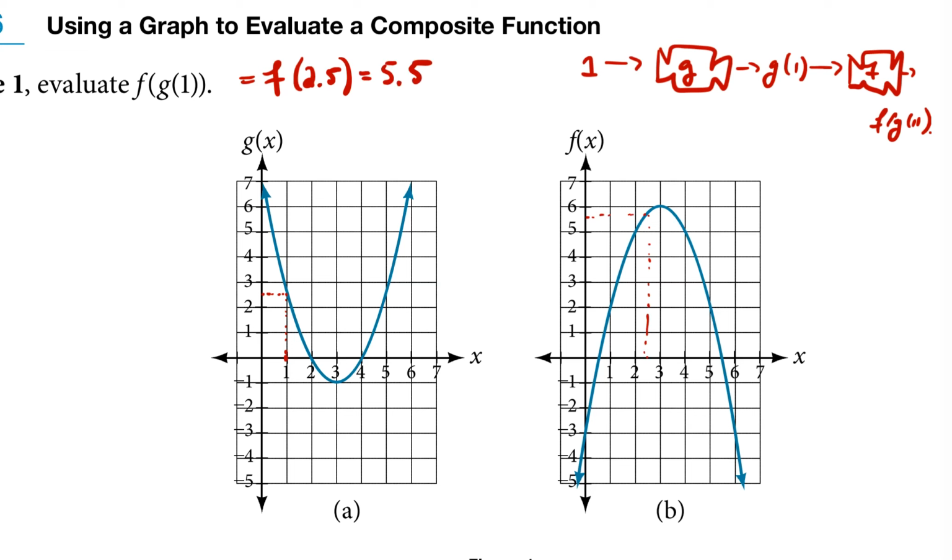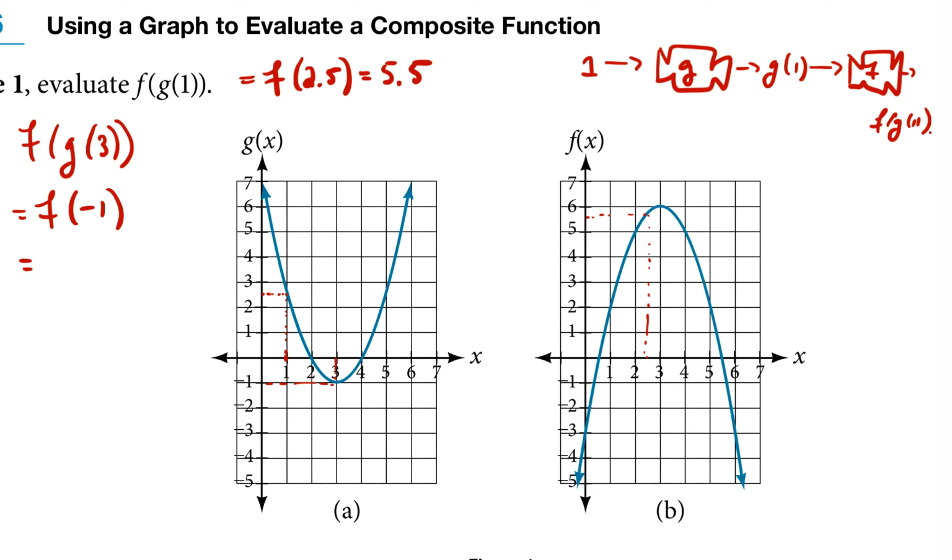So I'm going to ask you to do another one. We're going to do f of g of 3. That's what I'd like you to do. F of g of 3. Try to do that one. Okay, so f of g of 3. So g of 3, when x is 3, g of 3 is minus 1.